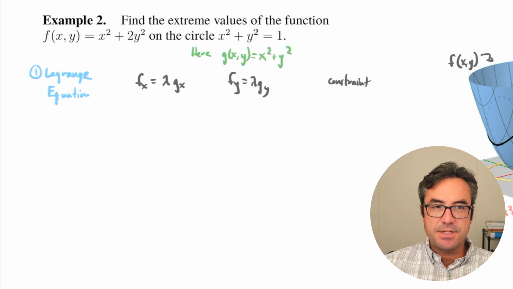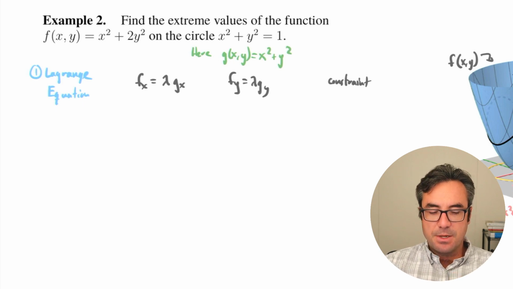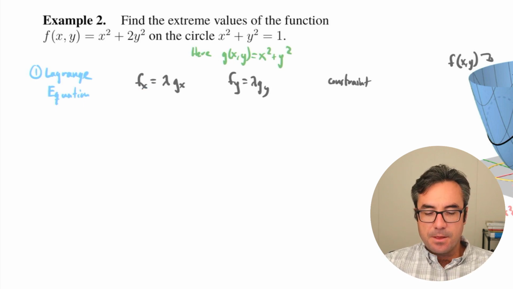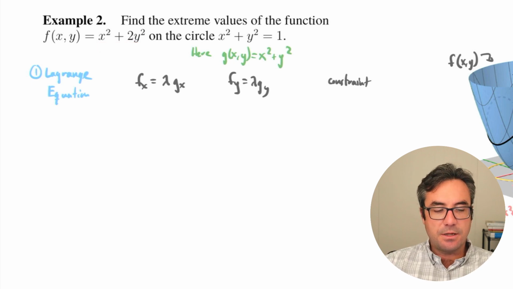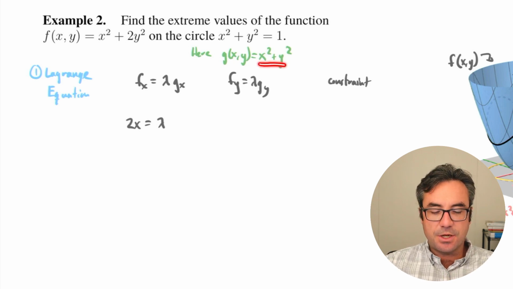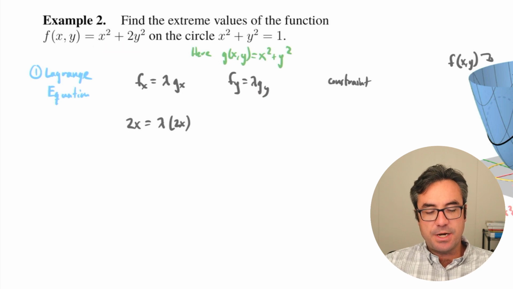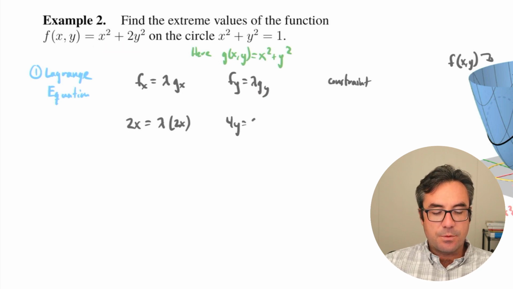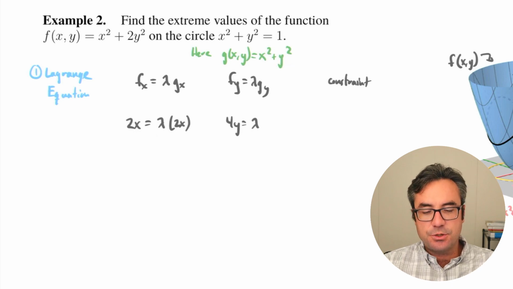All right, so let's actually get things going. Let's do our x partial of our function little f. When we do that, the derivative with respect to x is going to be 2x. And then we're going to set that equal to lambda times the x partial for our g function, so in this case, also 2x. Now we go to our y partial for our function f, and we get 4y. And then we set that equal to lambda times the y partial for our g function, so in this case, 2y.